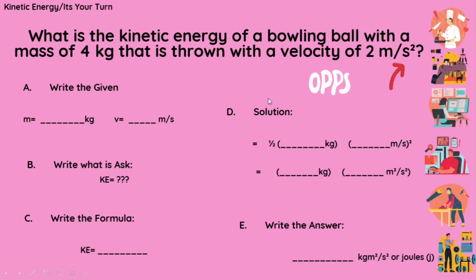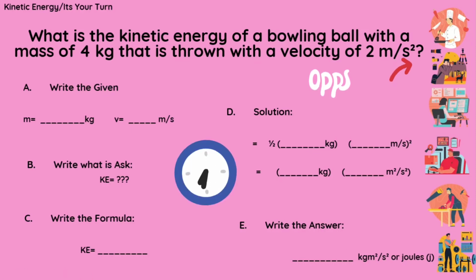Then, letter D, pakilagay dito yung given mass, the given velocity, 1/2 of the given mass, velocity squared, multiply these two, then you have your final answer. Last 10 seconds.